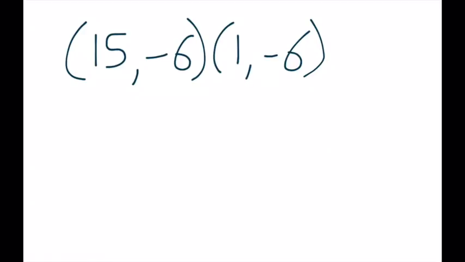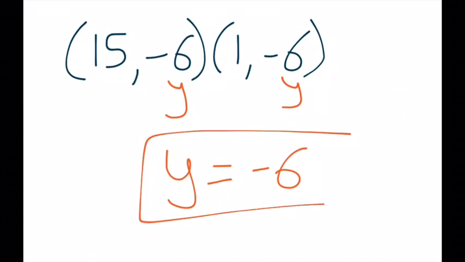Now hopefully some of you saw a faster way of doing this problem. When I look at my 2 points, I can see that y both times is -6, so I know that my equation is going to be y equals -6.